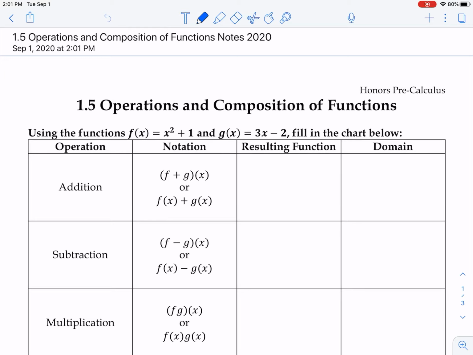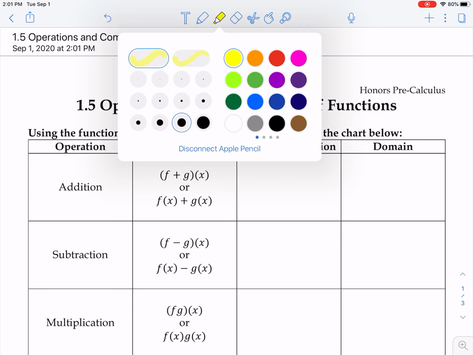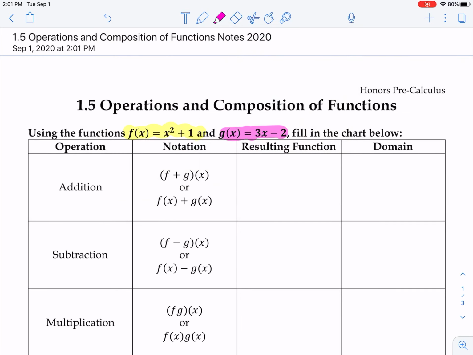Today we're going to talk about section 1.5, operations and composition of functions. We are given two functions. f is x squared plus 1, and g is 3x minus 2. And we're going to fill in the chart. When you add functions together, you literally add the things together.